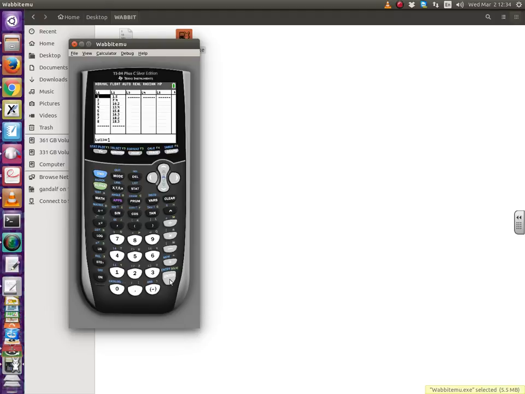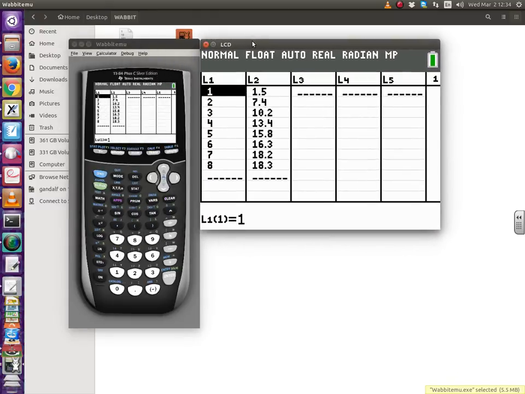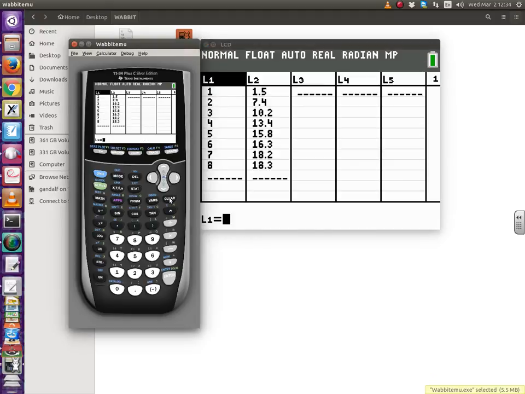And here's the data already. Now, say you don't have the data already. Wait, let me make this a little bigger. All right, say this isn't the right data. You go to the top of the screen, clear, enter, starts fresh, right? And then you just type it in. 1, enter, 2, enter, 3, enter, 4, 5, enter, 6, enter, 7, enter, 8. Okay, there you go.